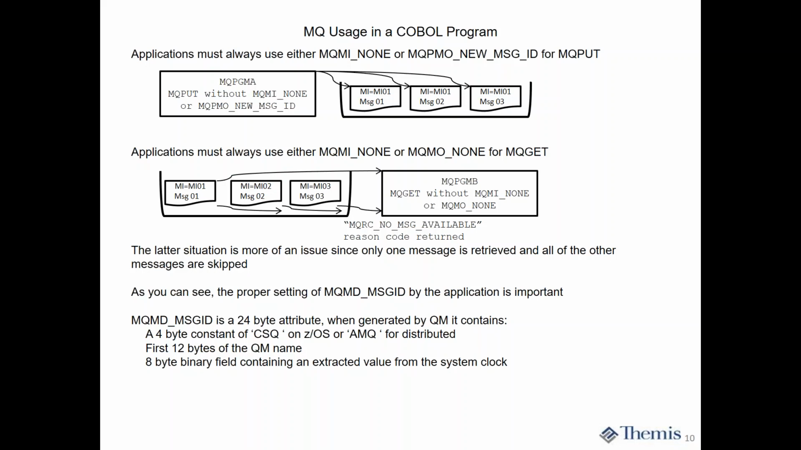The first 4 bytes are a constant, CSQ blank, or AMQ blank for distributed. Then the first 12 bytes of the queue manager name. On z/OS, the queue manager names are only 4 characters, because it is a z/OS subsystem. However, queue manager names on Linux, Unix, Windows could be 48 characters, so IBM picks up the first 12 and sticks it in there. The last 8 bytes is a binary field extracted from the clock. So every tick of the clock, it becomes unique.